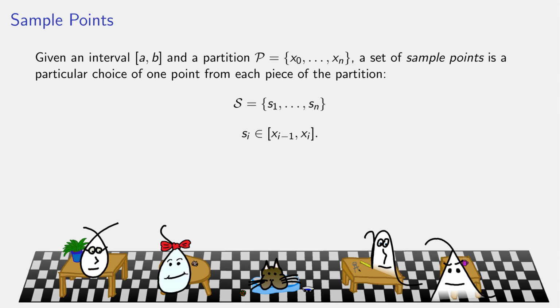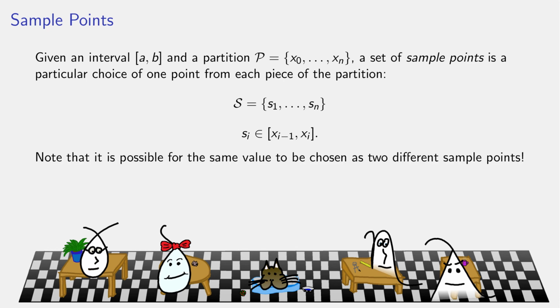Moving on, sampling points, or sample points. If you have a partition, then from each interval from x_{i-1} to x_i, you can pick a point from it, possibly the endpoint. Note that s_i belongs to the closed interval x_{i-1} to x_i. If for every piece of the partition you pick one point in it, that's just called a collection of sample points.